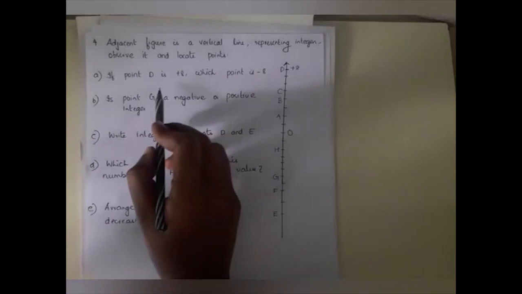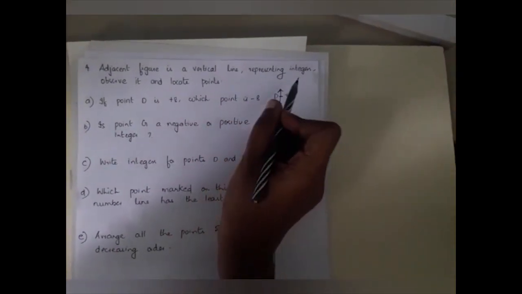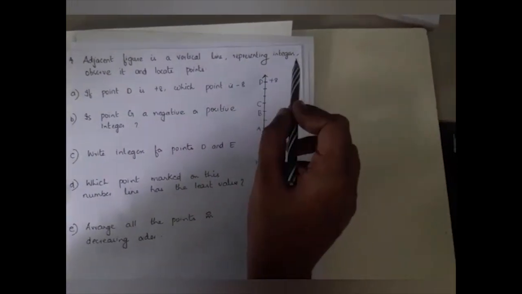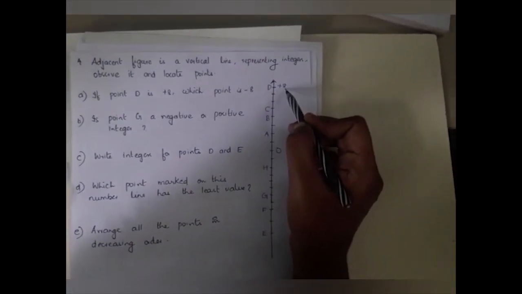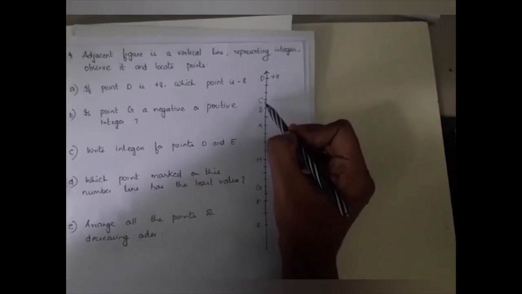So this is the fourth question in your textbook, that is, the adjacent figure is a vertical line representing integers. A figure is given in the textbook, it is a vertical line representing integers. You have to observe it and locate the points. So only one point is given here, plus 8 and 0 is marked. The rest of the points are not marked, but names are given.